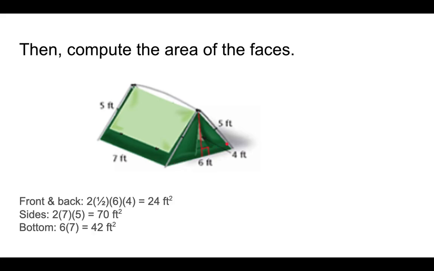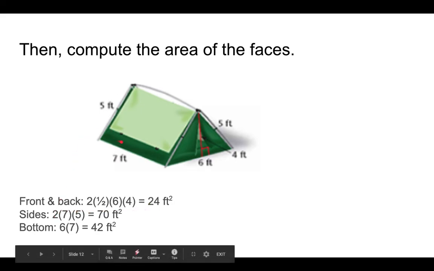All right, so when we compute the area of the faces, we have 2 sets of half times 6 times 4 for those 2 triangles. And these cancel away again. So we get 6 times 4 is 24 feet squared. The 2 sides, we have 2 sets of these 7 by 5. I personally like to multiply the 2 times 5 is 10. 10 times 7, 70 feet squared. And then the bottom of it, 6 by 7.